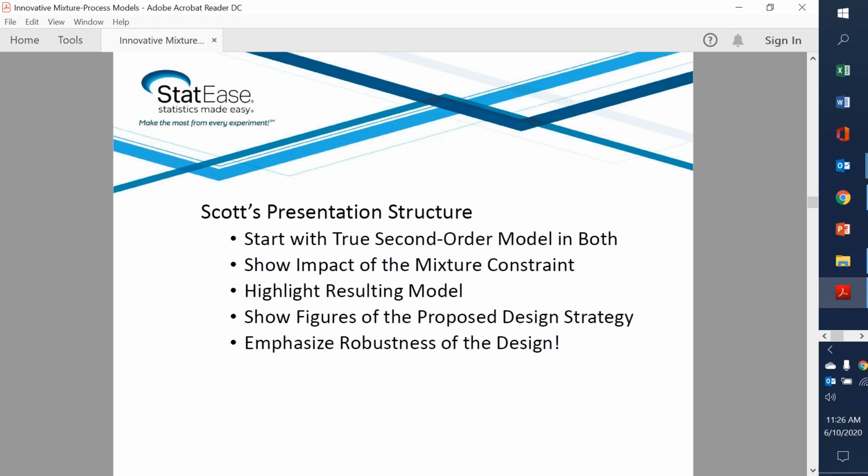So our presentation structure, we're going to start with a true second order model in both the mixture and the process. That's the beauty of the model we're using. I know that Pat really likes that, and it's cool. Then we show the impact of the mixture constraint.